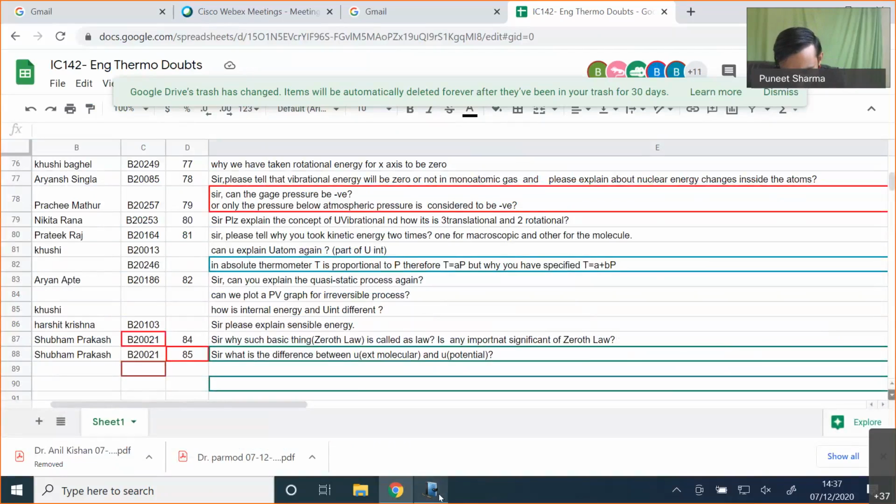Okay, the next question is, can we plot a graph for an irreversible process? Let us not take into account the irreversibility now. Yes, sometimes we plot the graph for an irreversible process with the help of dashed lines, which I have already told you. But in more detail, we will be studying the concept of irreversibility after our discussion of the second law of thermodynamics. Okay.